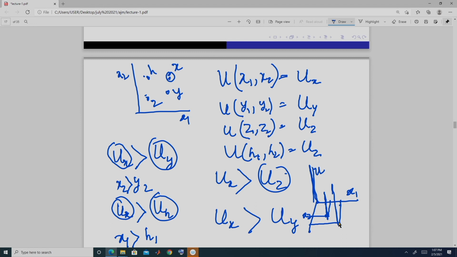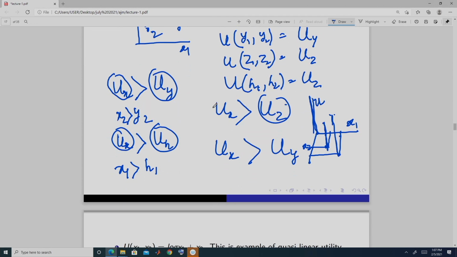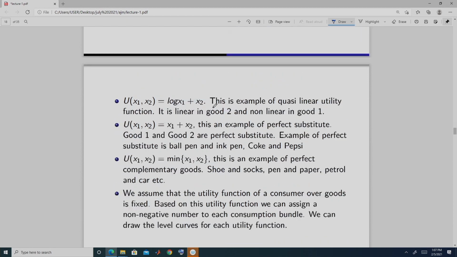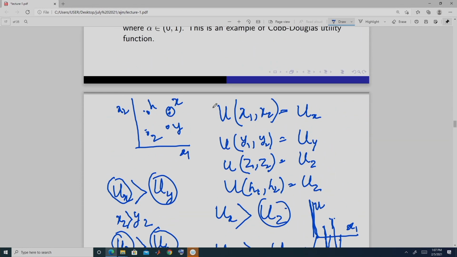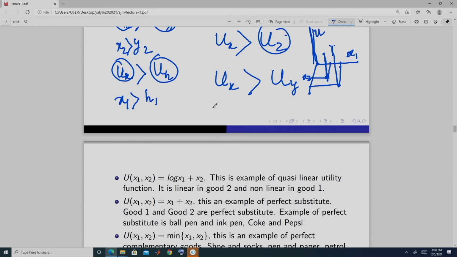And since this is preferred to this, the utility is higher. So we get something like this. We will now do some examples of utility functions.